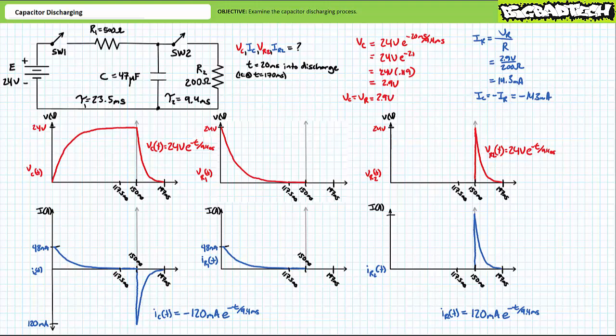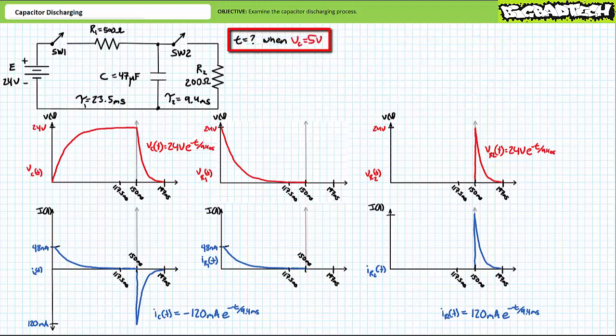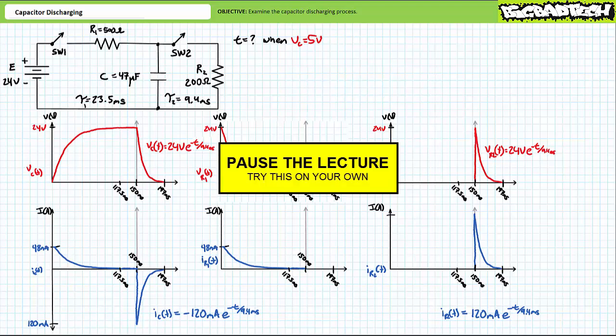Too easy. We can also go about instantaneous analysis in a different manner. Let's say we wish to know at what time voltage across the capacitor has dropped to 5 volts. What time value satisfies this condition? Here's a hint. Make the process easy and just use the discharge phase's t equals 0 and then tack an extra 150 milliseconds onto your answer. By all means, pause the lecture and try this on your own. If you're tracking, you should arrive at the following time.